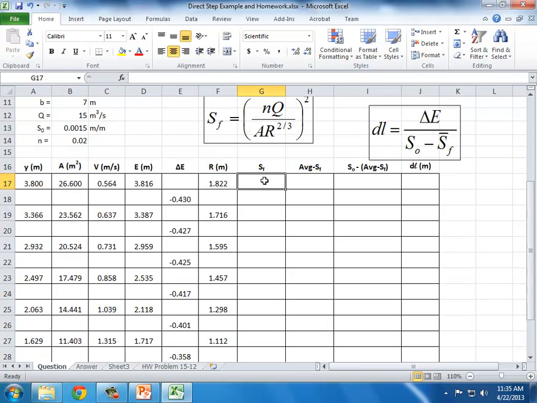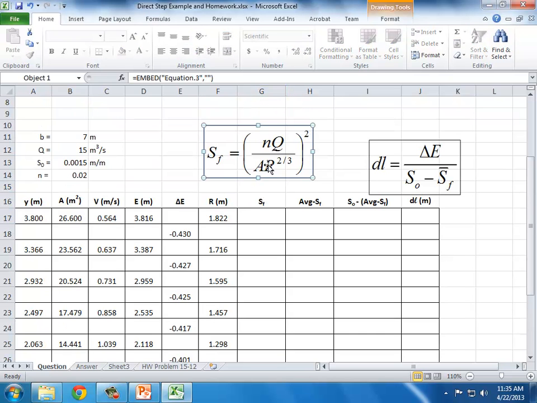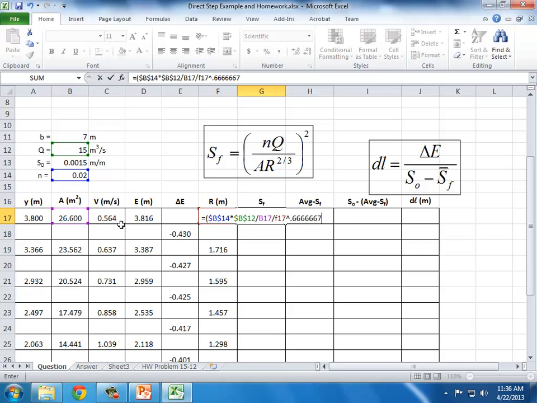Okay, slope of the energy grade line is using Manning's equation at this location. So Manning's equation says it's the n value times the flow rate divided by the area divided by the hydraulic radius to the 2/3 power, and all of that is squared.